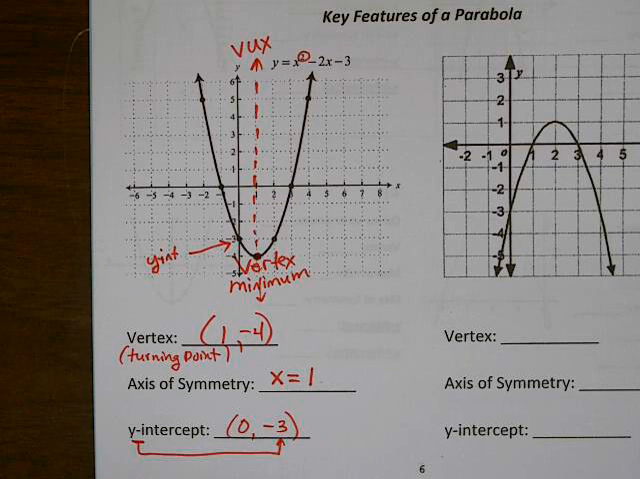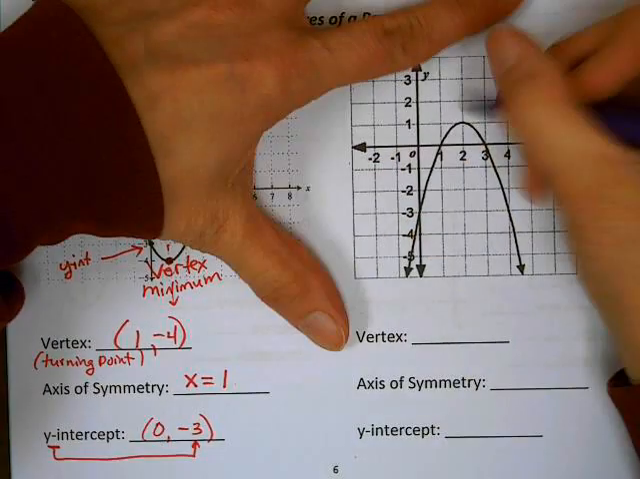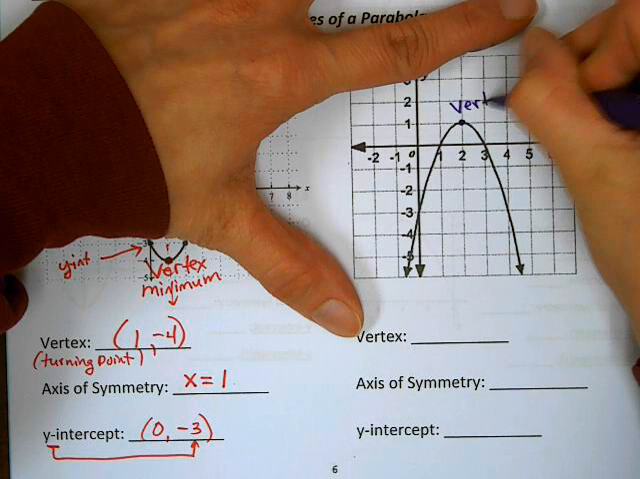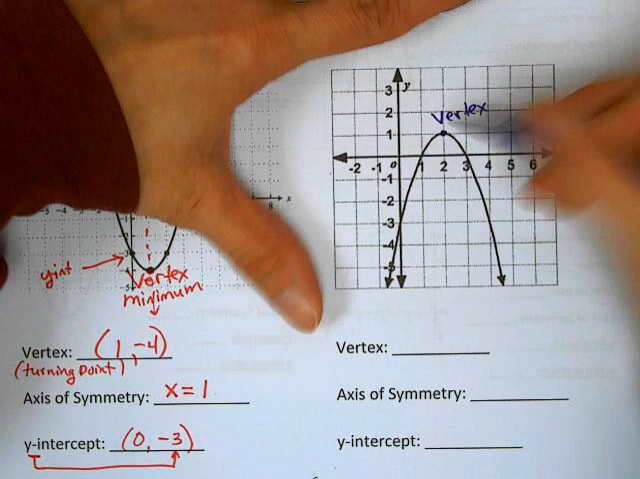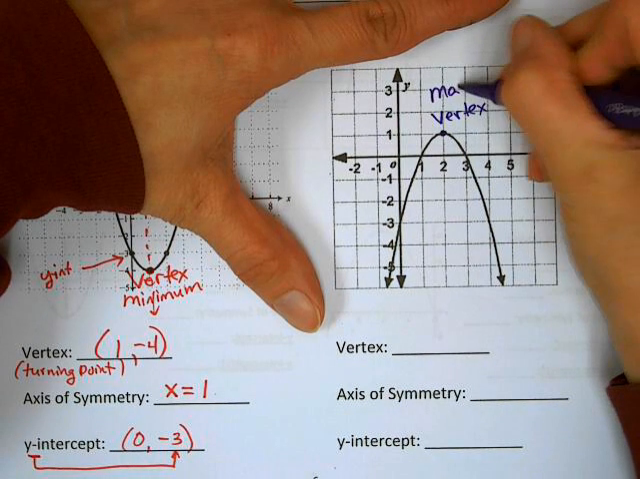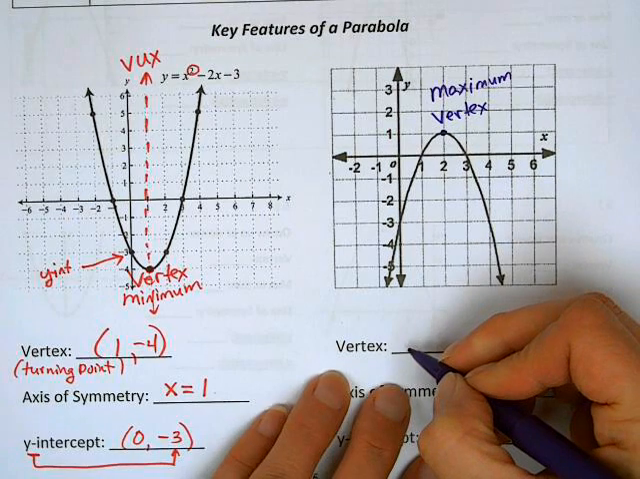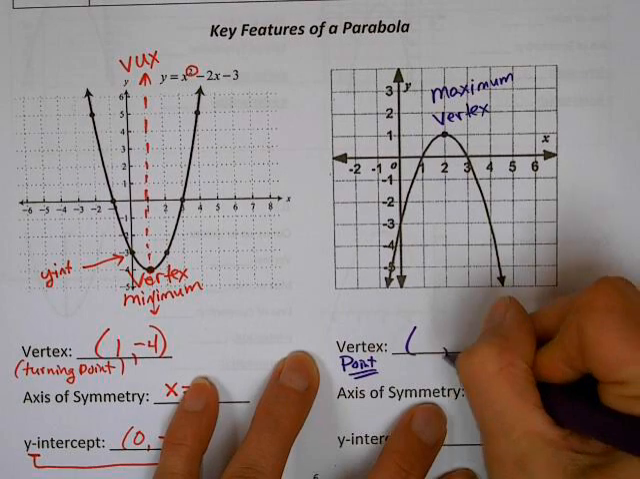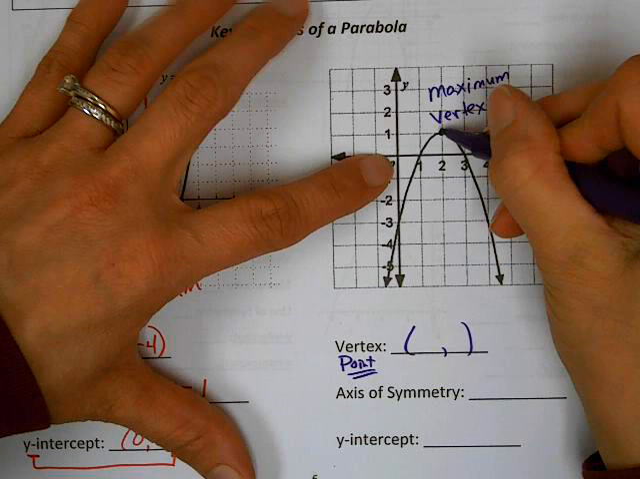Here's a parabola that's opening down. So some people say this looks like a hill. And this is the highest point of the hill. That's called the vertex. For this problem, the vertex happens to be at a maximum because it's the highest point. The vertex is a point. So we have to say parentheses. 1, 2 to the right, and then 1 up.